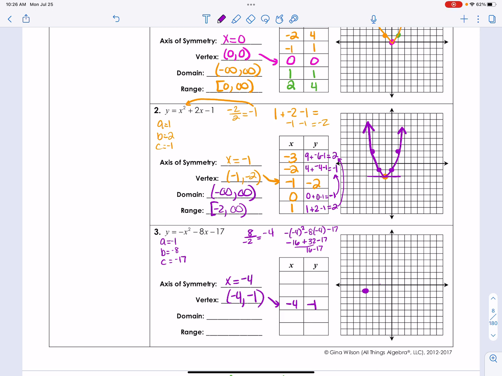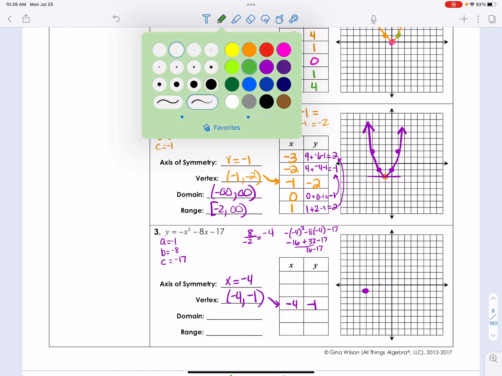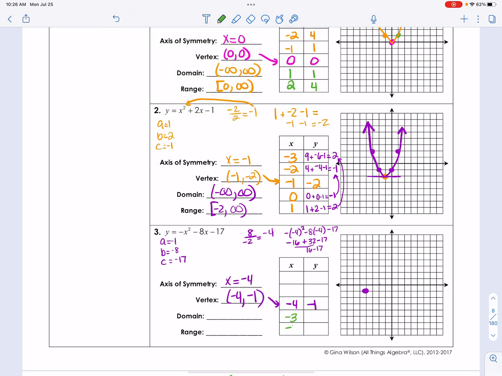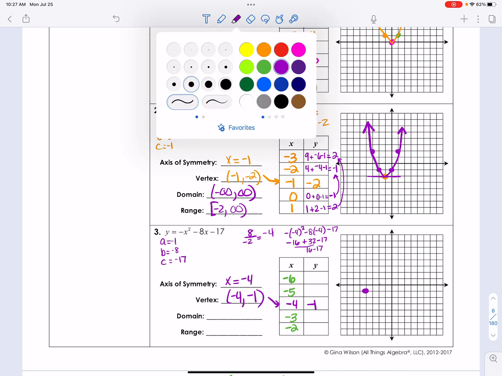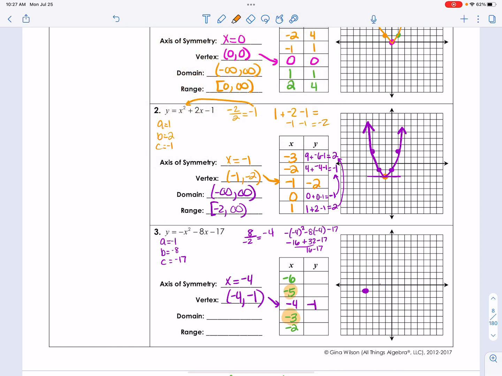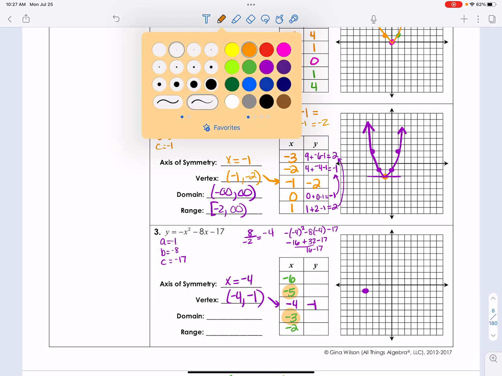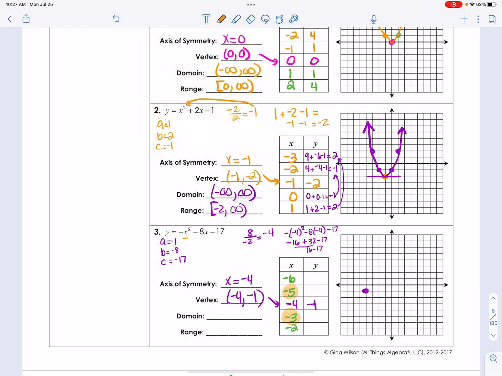Okay, so now instead of doing all of these, because that would take a while, I'm going to go forward, negative 3, negative 2, and I'm going to go backwards, negative 5, negative 6. So I'm going to start by doing the negative 3. Those are going to be the same because it's symmetrical. So I'm going to come over here to the side because I got more room.